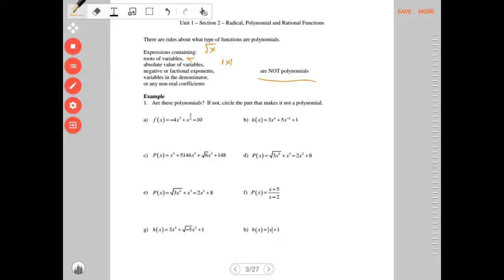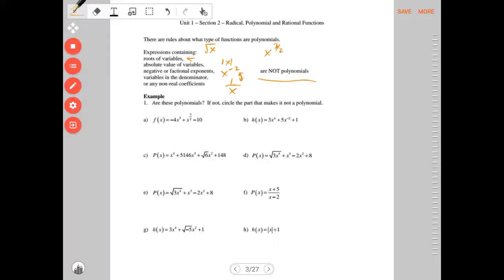Negative or fractional exponents. So if you have something like this, x to the -2. Okay, no, that's a bad one. Or even x to the 3/2. That doesn't work. Not polynomials. Variables in the denominator. So if we have something like 1 over x, that is not allowed. Now remember, these two are related because a negative exponent just flips the variable down to the bottom. So really those are saying the same thing.